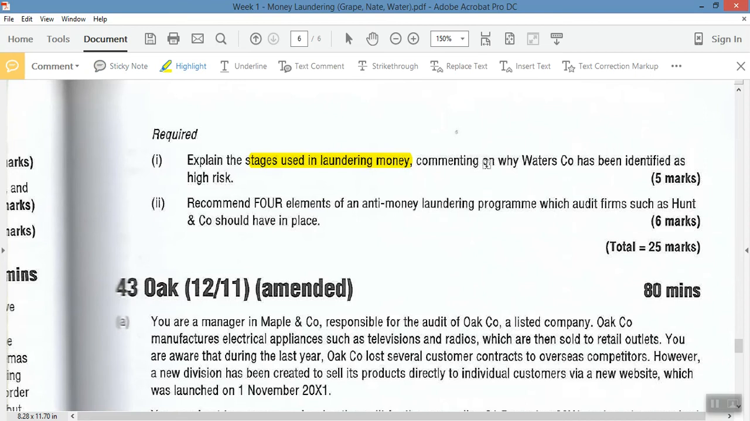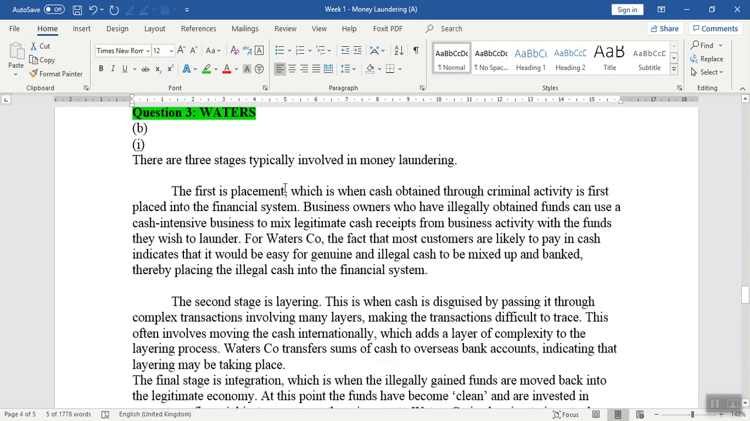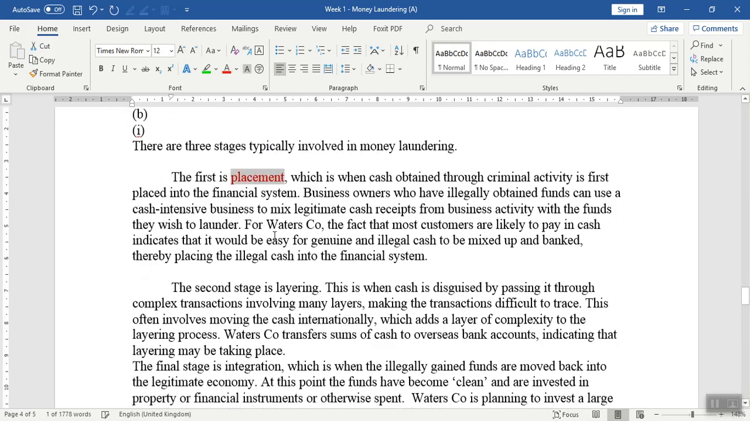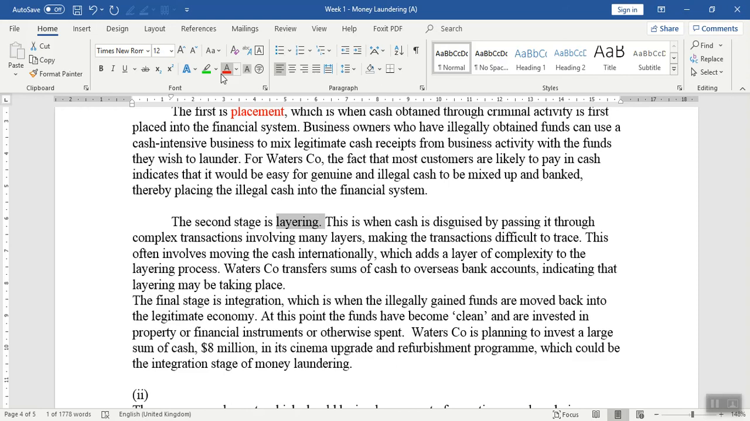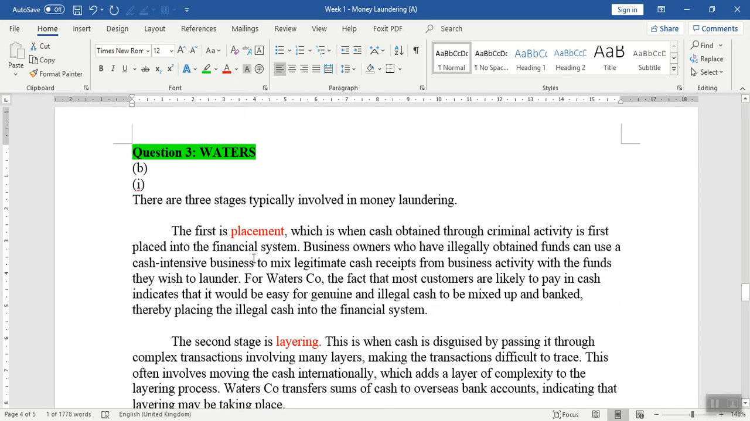Easy, right? Okay, so how many stages? Three. Placement, layering, integration. I already explained. If you put these three things with explanation, you will get 3 marks. And commenting on why Waterco has been identified as high risk, another 2 marks will be allocated here. Why high risk? Because of the cash nature. So the first answer will be placement. Okay, layering, integration. If you write and explain, you get marks. You have to link back to the case.